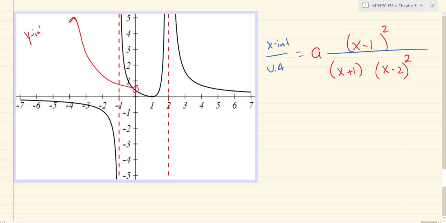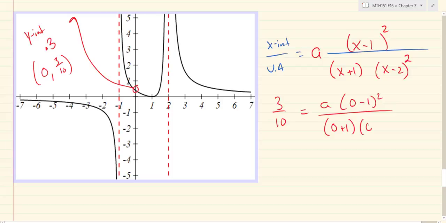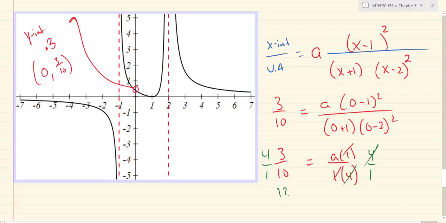The y-intercept is like 0.3. So when I pick this coordinate, 0, 3/10, I'm going to say 3/10 equals a times 0 minus 1 squared divided by 0 plus 1, 0 minus 2 squared. And we'll solve this for a, and then we'll be done. So to solve this, I'm going to multiply both sides by 4 over 1. See how easy that is? Zip, zip. And then you get 12 over 10, which is 6 over 5. So when you write this, I would put the 6 in the top and the 5 in the bottom.